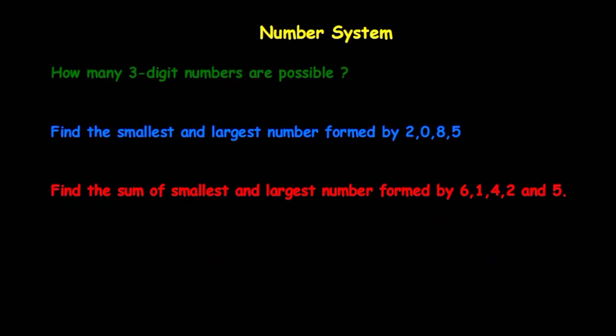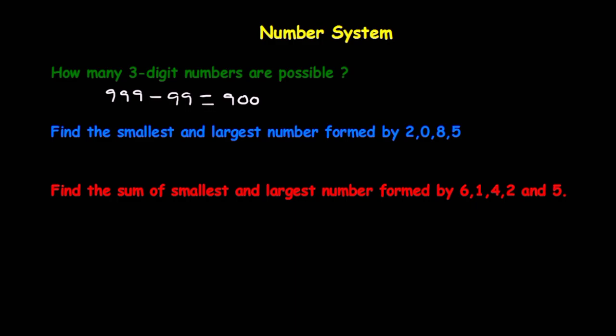The next topic is how many 3-digit numbers are possible. To find this, we should take the largest 3-digit number, that is 999, minus the largest 2-digit number, which should be subtracted to get the number of 3-digit numbers. So I am going to take the largest 2-digit number, that is 99. 999 minus 99 is equal to 900. That means the total number of 3-digit numbers is 900. The total of 900 3-digit numbers are possible in the number system.